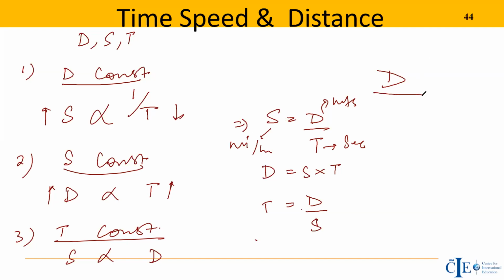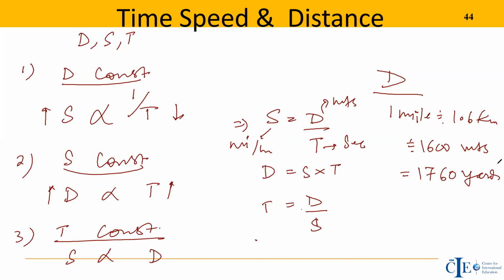So for the distance conversion, 1 mile is approximately 1.6 kilometers. So 1 mile is around 1.6 kilometers, which is approximately 1600 meters, as we know 1 kilometer is 1000 meters. Now, 1 mile is also 1760 yards. You do follow the unit of yards there.